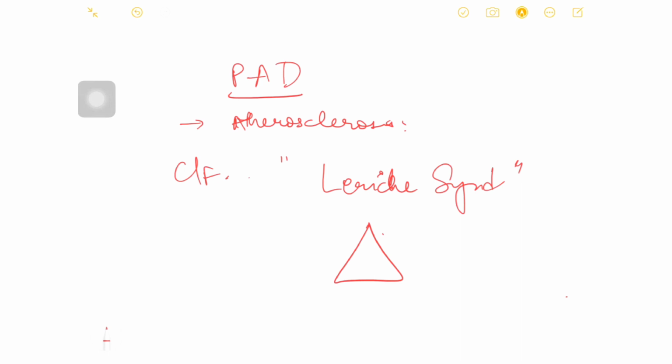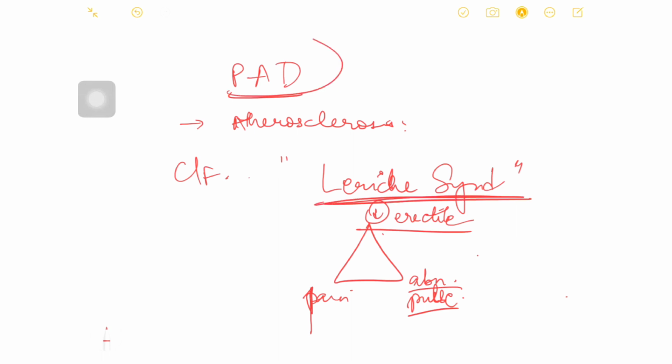And there is a classic triad of Lyric syndrome. Anyone knows? Yes, there will be impotence, erectile dysfunction, and bilateral claudication. So pain because of that claudication, right? So pain in the pelvic area, abnormal pulse, and decreased erectile function. That is Lyric syndrome, which is a part of PAD. Like every other location, if there is thigh pain, calf pain, all that can be there if that particular area artery is involved.